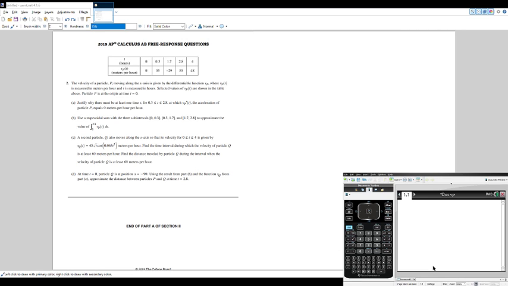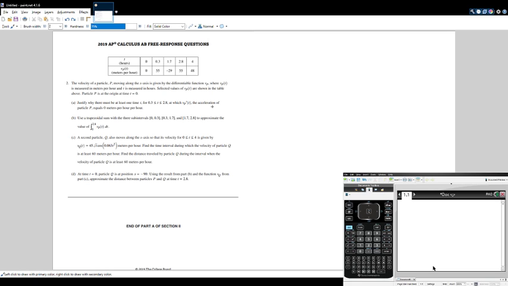So this is going to be my answers to the 2019 AP Calculus AB FRQ response, question number 2. And the question says, the velocity of a particle P moving along the x-axis is given by the differentiable function v sub p, where v sub p is measured in meters per hour and t is measured in hours. Selected values of v sub p are shown in the table above. Particle P is at the origin at time equals 0.